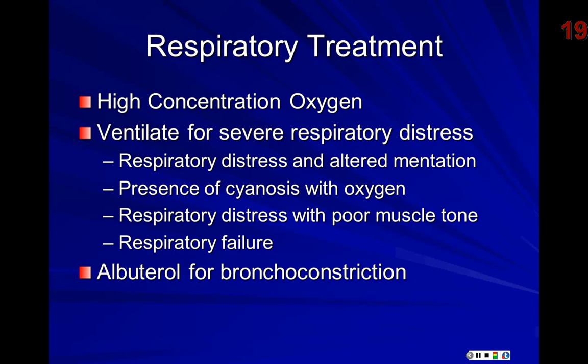So what are we going to do? High flow O2. Ventilate for severe respiratory distress. Respiratory distress with altered mental status, cyanosis, with oxygen. Poor muscle tone or respiratory failure, all of those, we're going to ventilate. And then albuterol for bronchoconstriction. Here's what I'm going to tell you. If you kind of go, do you think we should bag this kid, or I don't know, if you're thinking it, this kid probably looks sick enough that you question it. And if they tolerate it, you definitely need to be bagging them.